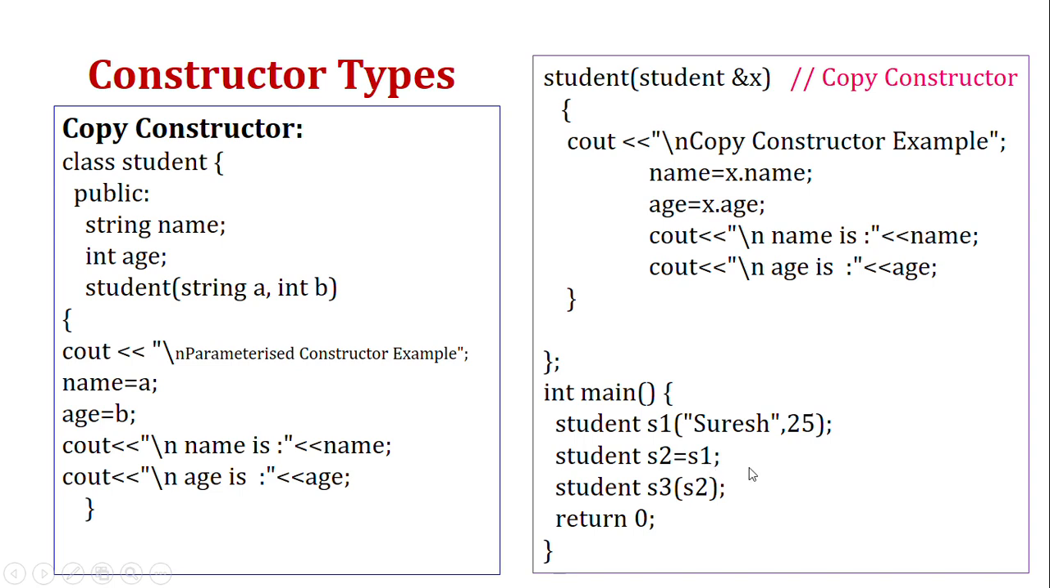So this is the copy constructor. That's all the types of constructor in C++.